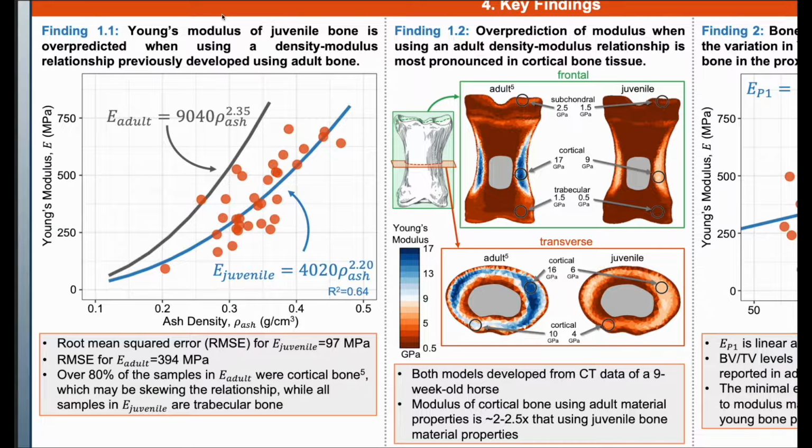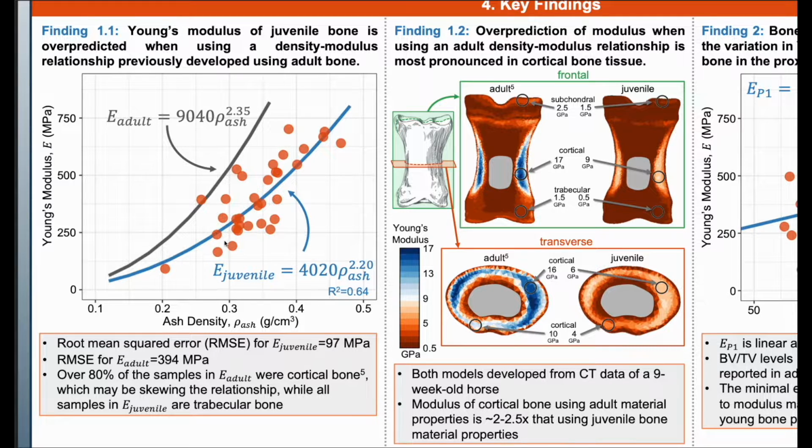If we focus first on objective one, which was developing a density modulus relationship for juvenile bone, this plot here on the left is showing Young's modulus on the y-axis and ash density on the x-axis. These orange dots are our data points, and this blue line is the best fit line to those data points. And this gray line here is the density modulus relationship for adult bone from the literature. And what we see from the data here is that the Young's modulus of juvenile bone is overpredicted when we're using a density modulus relationship that was developed for adult bone.